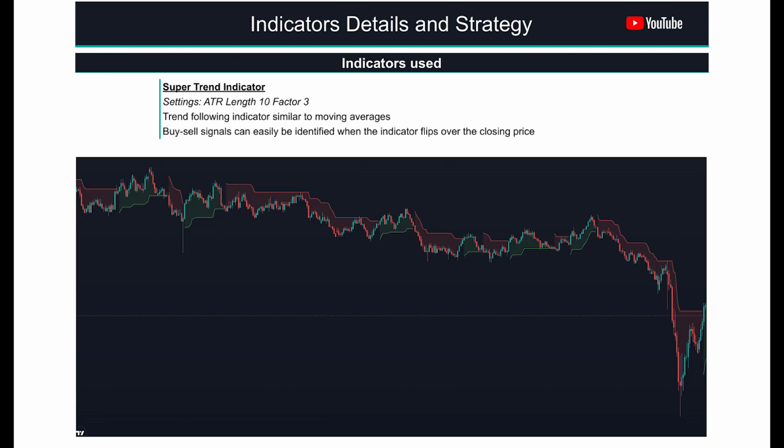Today I have a new trading strategy which I'm going to backtest for you over 100 trades. I will first tell you about the indicators we're going to be using, show you a few examples, and then perform the 100 trade backtest. So this strategy involves only one trading indicator, and it's the famous SuperTrend indicator.